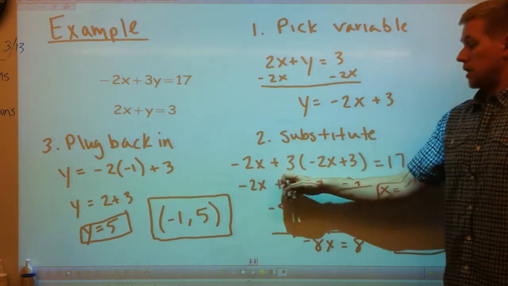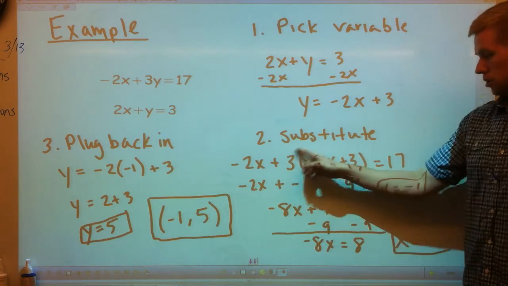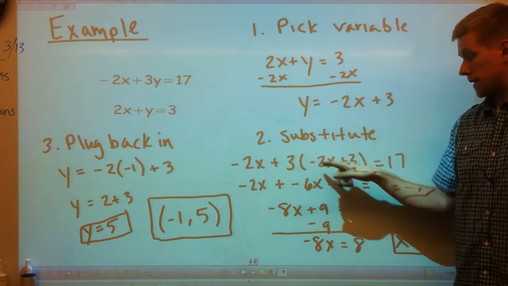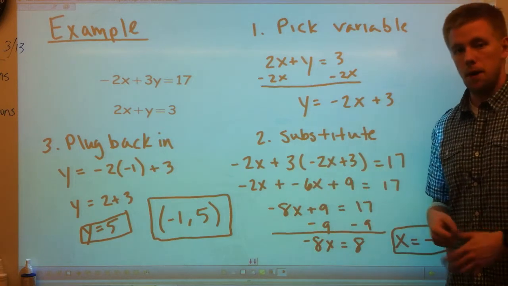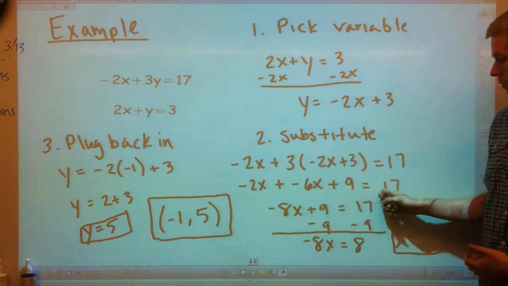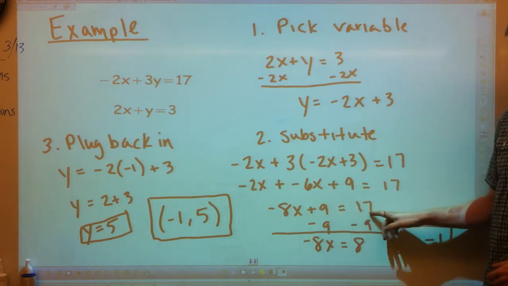So negative 2x plus 3 times negative 2x plus 3 equal to 17. Distribute. When I distribute, I get negative 2x plus negative 6. 3 times negative 2. This is just where mental math, the stuff we've been practicing, will come into play. 3 times 3 is 9 equal to 17. Combine like terms, negative 8x plus 9 equal to 17.